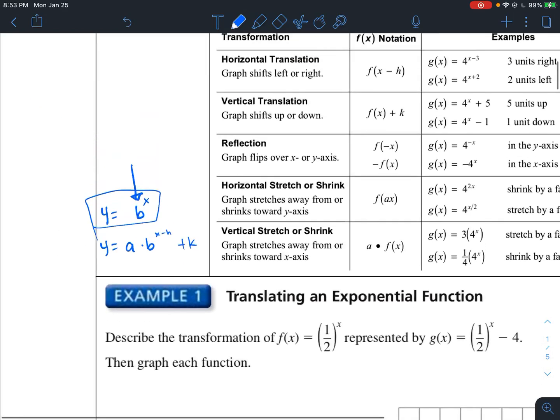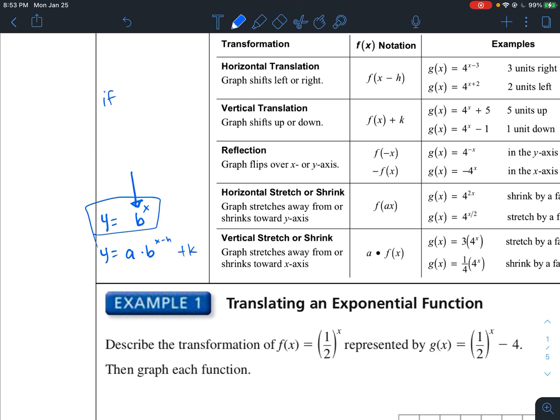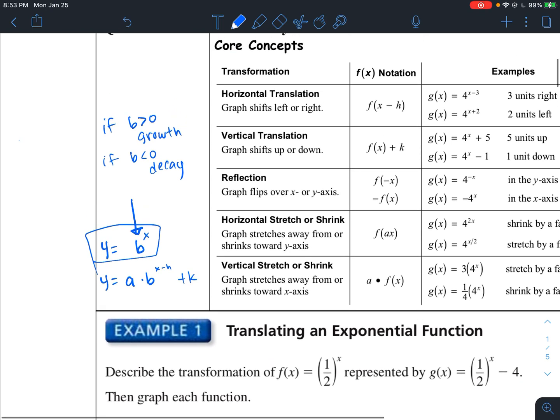Now, if b is greater than 0, this is going to be exponential growth. If b is less than 0, then you're going to have exponential decay. And the difference is that growth goes up like this, while decay goes down in the opposite way. Okay, so make sure you understand that.